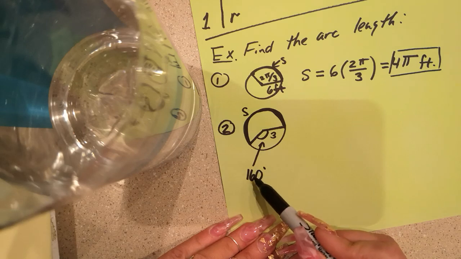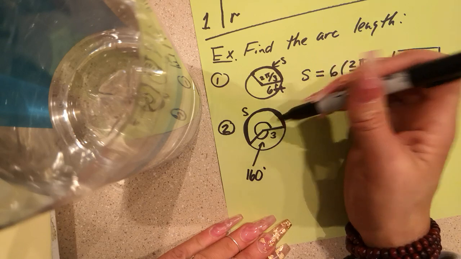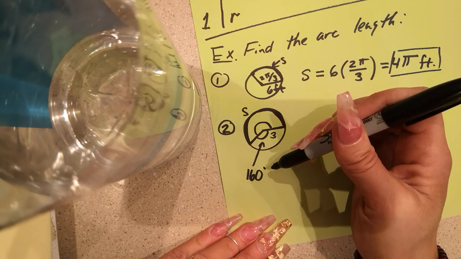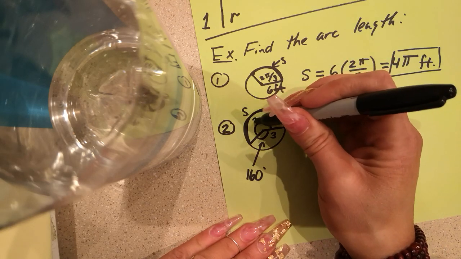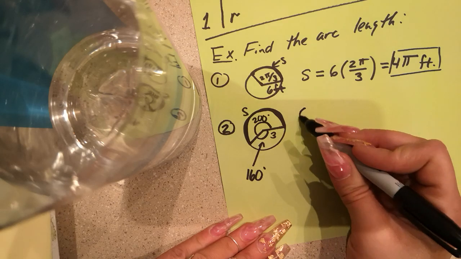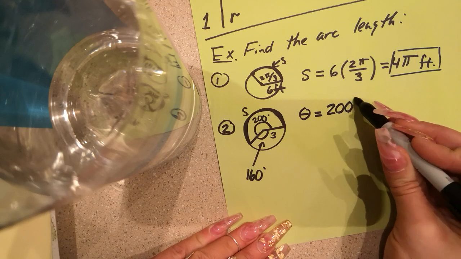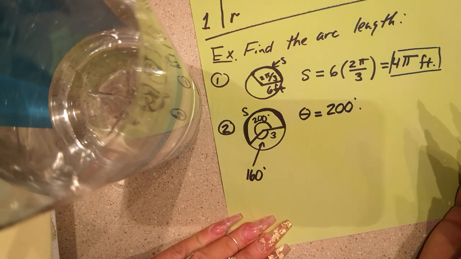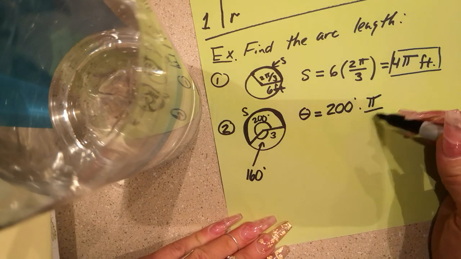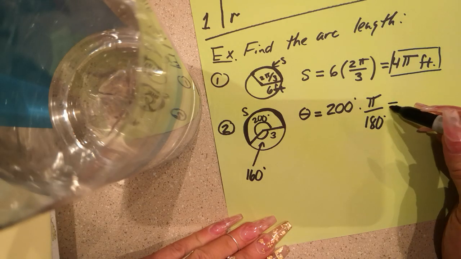So actually 160 degrees is not the central angle. The central angle would actually be 360 minus 160, so that central angle would be 200 degrees. So that's the first thing. But then, to use my formula, remember this angle must be in radians. Because it's in degrees now, I have to use my conversion factor, pi over 180 degrees.